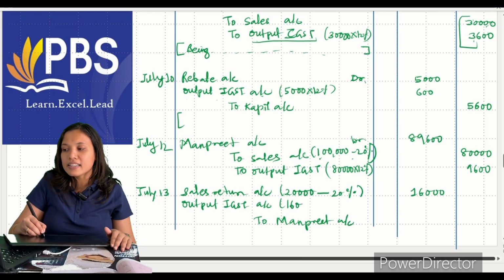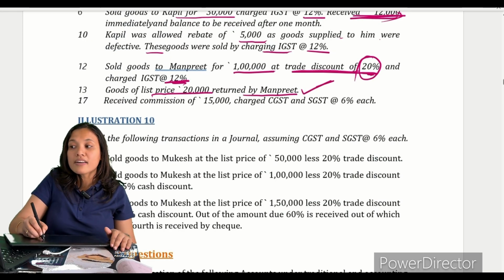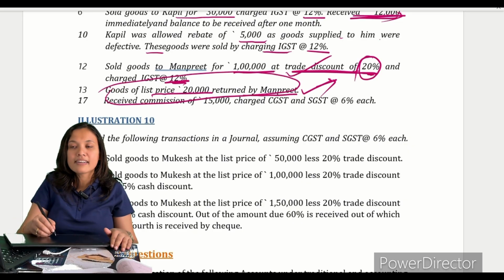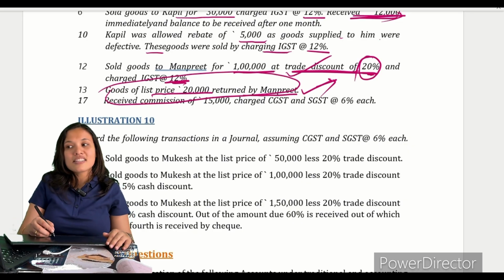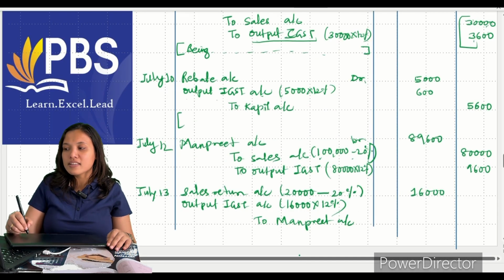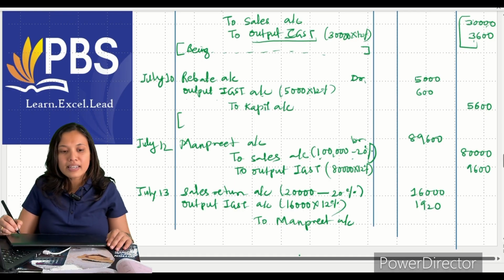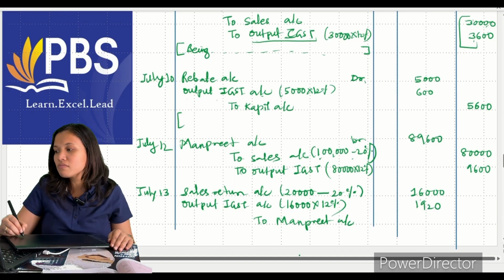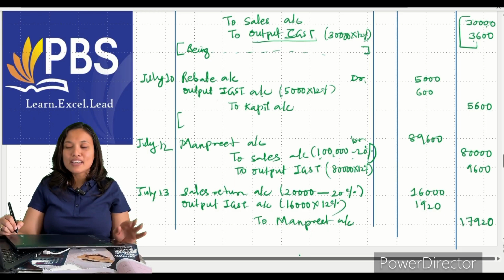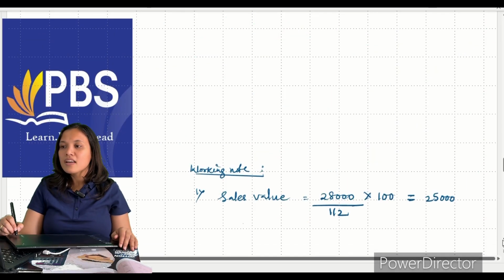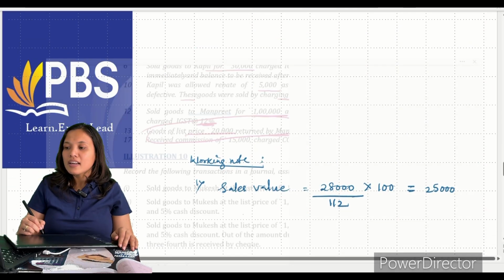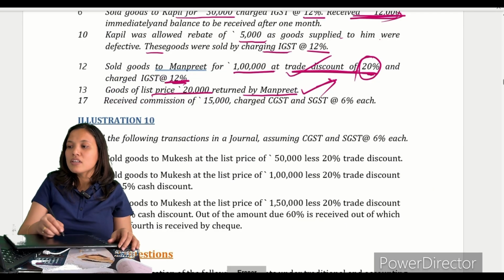GST is at what percent? 12%, even though nothing is mentioned in the question, but I will reverse. See here, nothing is mentioned about GST, but I will still reverse because in the earlier entry, goods are sold by charging IGST 12%. So I will reverse in this case, and the amount comes to 16,000 into 12%. So 1,920. So total is 17,920 rupees.